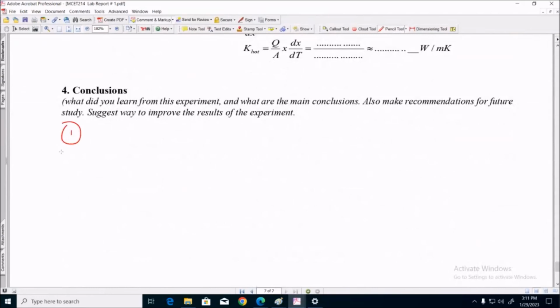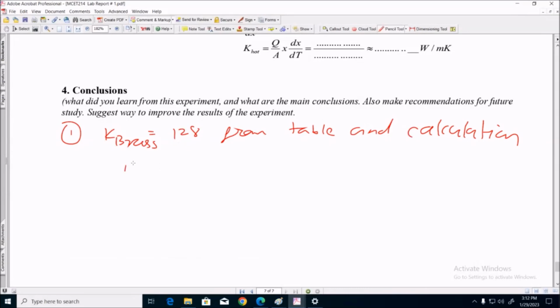So conclusion, you can write K brass is equal to 128 from table and calculation is approximately same, hence Fourier's law is verified.